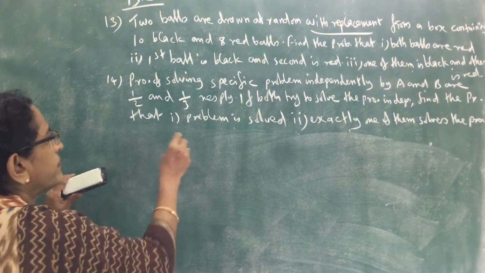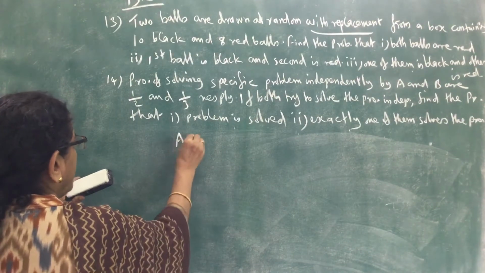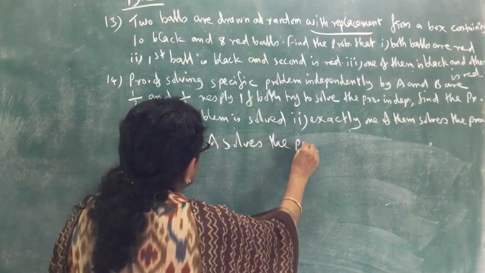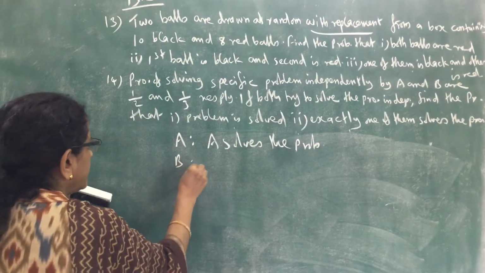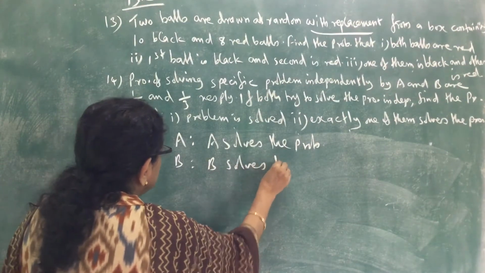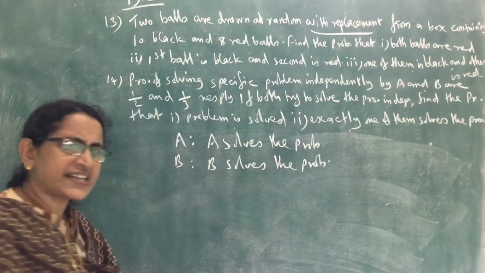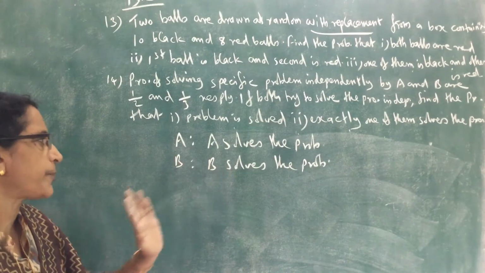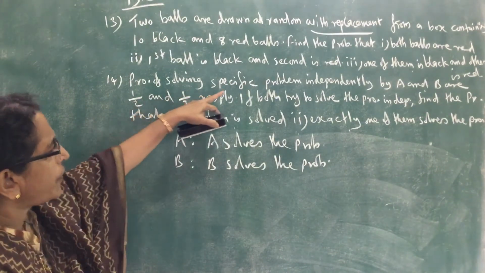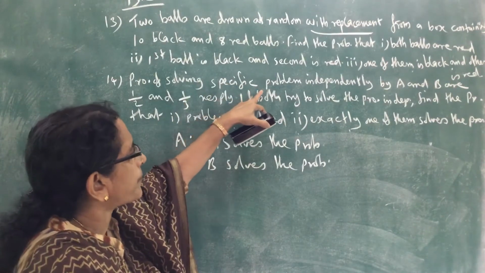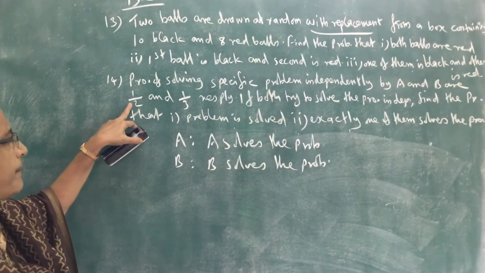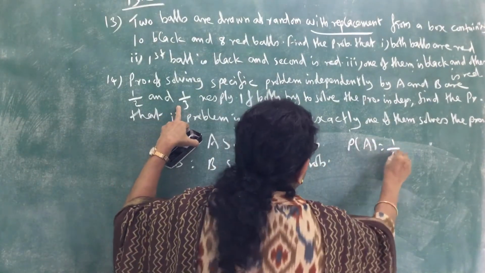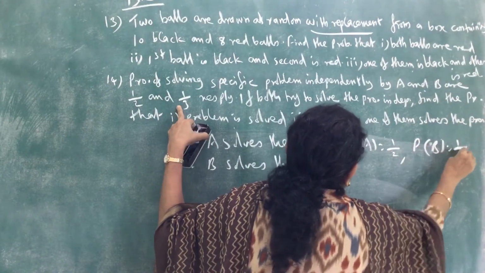So here we can consider, let A be the event A solves the problem, and B be the event B solves the problem. So these are the two events. A solves the problem. B be the event, student B solves the problem. Now what is given? Probability of solving the specific problem independently by A and B are 1 by 2 and 1 by 3. So probability of A equal to 1 by 2 and probability of B equal to 1 by 3.